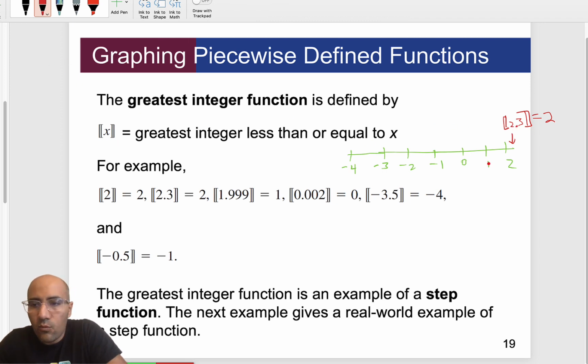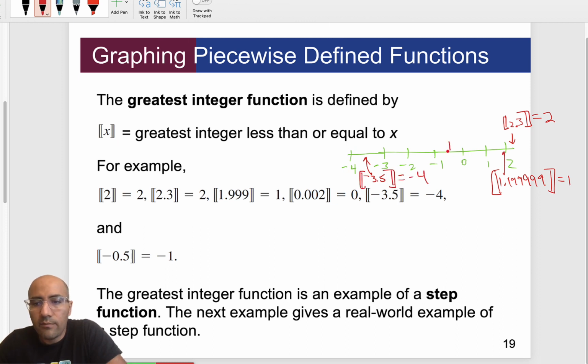If we put in a 1.99999, it's going to be like right there, 1.999999 into the greatest integer function, the answer is going to be 1, right? It's the biggest integer to the left of it. So if we're over here at negative 3.5, we always go to the first integer to the left, and so the answer is negative 4.